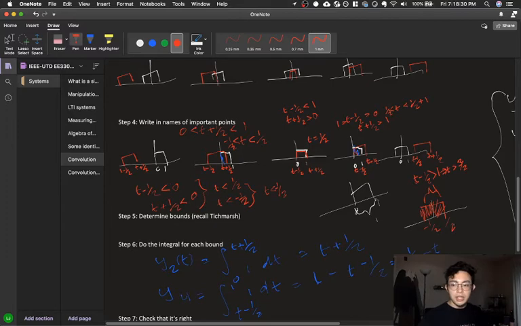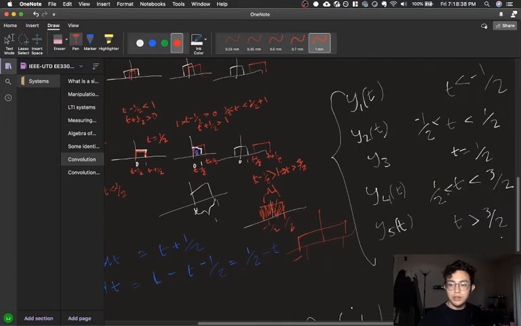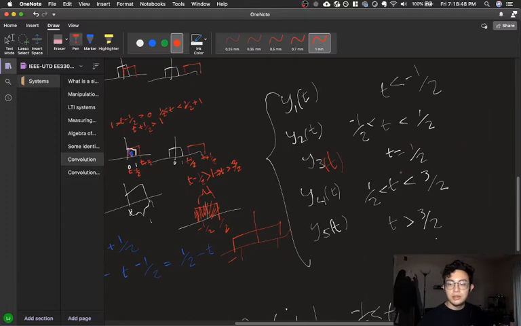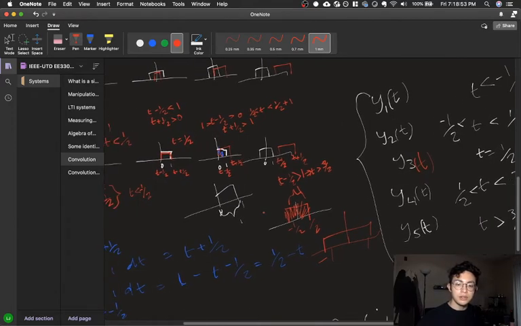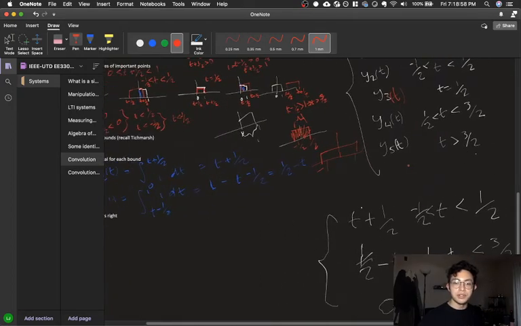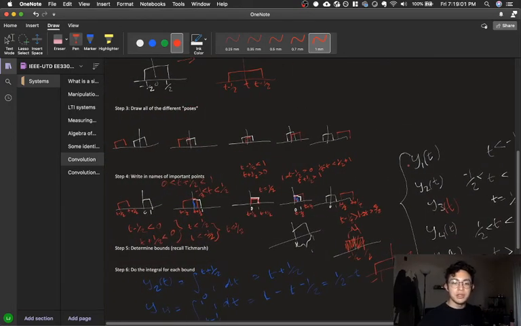If we had a signal that was longer, like say -1 to 1, then we'd get some trapezoidal behavior in this y3 of t. And this would be from some bounds, like 1/2 to -1/2 or something like that, depending on the lengths of these two signals. All of these are relative to their lengths. That's the only parameter that really matters, and the rest of them are just shifted and scaled versions of the rest.